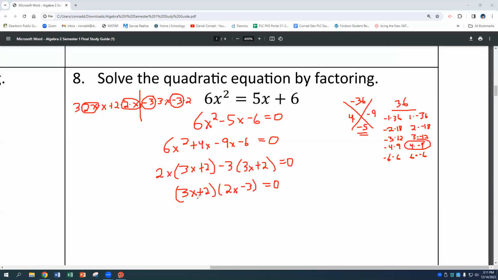Perfect. And now we need to set each of these equal to 0 and then solve. So 3x plus 2 equals 0. And then 2x minus 3 equals 0. So we're going to get 3x equals negative 2 when we subtract 2 from both sides. And then divide by 3, we get x equals negative 2 over 3. We add 3 to both sides, you get 2x equals 3. Divide by 2, we get 3 halves. Okay, perfect. Those are our two solutions.